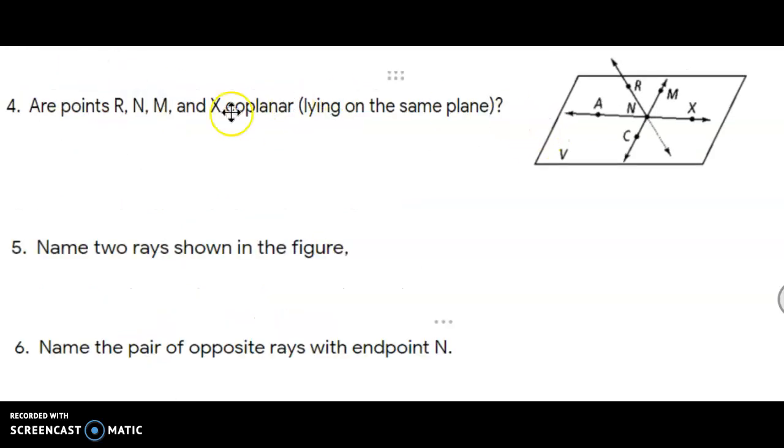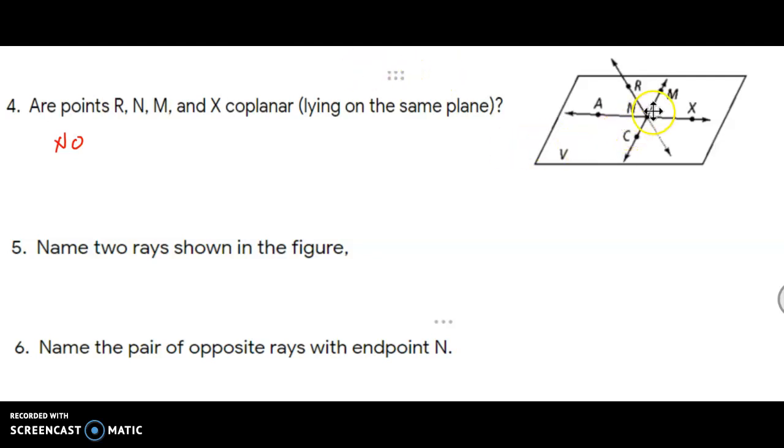Number four, okay, using the same figure. Are the points R, N, M, and X coplanar? Remember, coplanar means on the same plane. All right, R, N, M, and X. I would say no. Okay, no. Yeah, that's going to be a no, right? R, N, M, and X.